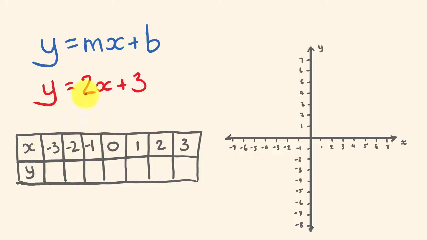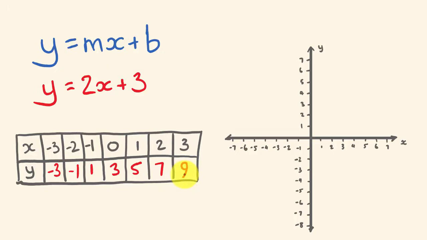X is minus 3, so minus 3 times 2 is minus 6, plus 3 is minus 3. And then we have x is minus 2 times 2 is minus 4, plus 3 is minus 1. And then we have x is minus 1 times 2 is minus 2, plus 3 is positive 1. And we're going up by 2s each time. You're probably going to notice that already, okay? So 0 times 2 is 0, plus 3 is 3. And this one's going to be 5, this one will be 7, and this one will be 9.